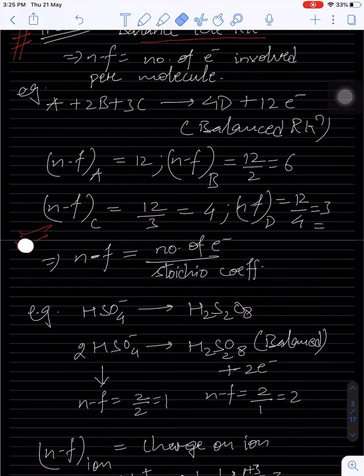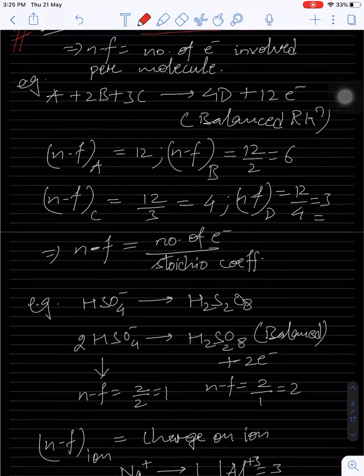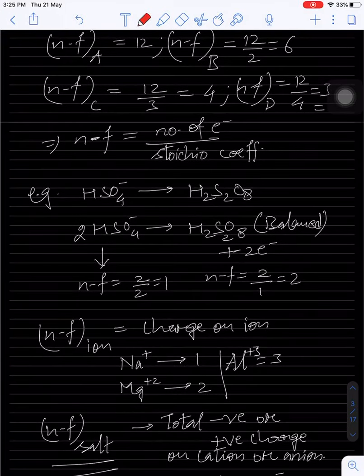Everybody understands that? Very well. So N factor equals the number of moles of electrons upon the stoichiometric coefficient appearing.